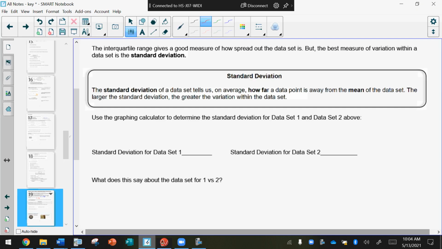So back over here, use the graphing calculator to determine standard deviation for data set number one. We did that. So for data set number one, our sample standard deviation was 2.738.